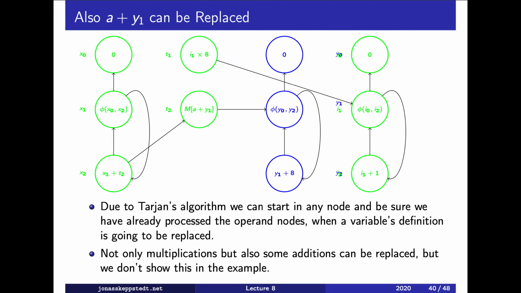Okay, so the most important property of Tarjan's algorithm is that we will find the strongly connected components in the right order for operator strength reduction. This formulation of operator strength reduction was invented at Rice University by Keith Cooper and colleagues.